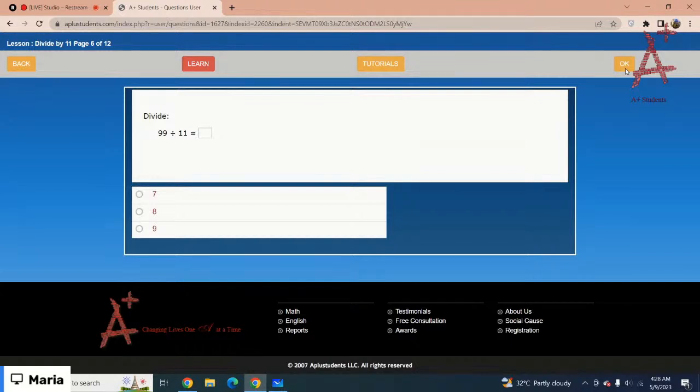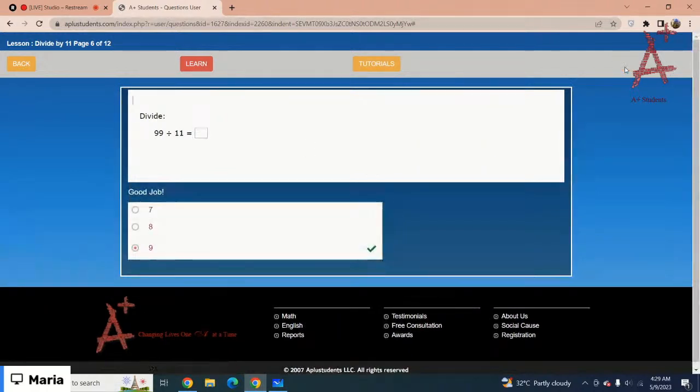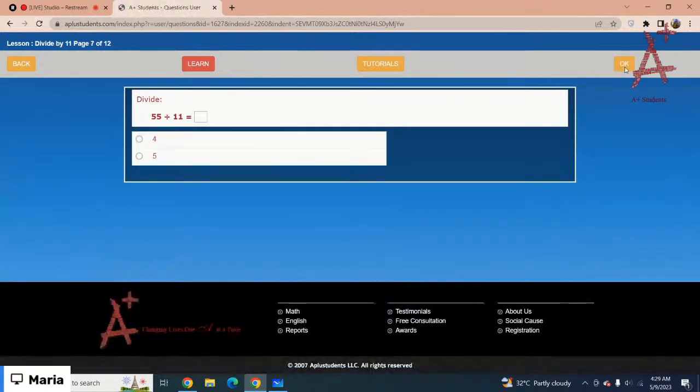99 divided by 11. 11 times what number makes 99? It would be 11 times 9. 55 divided by 11. 11 times what number makes 55? Yes, it would be 5. The correct option is 5.